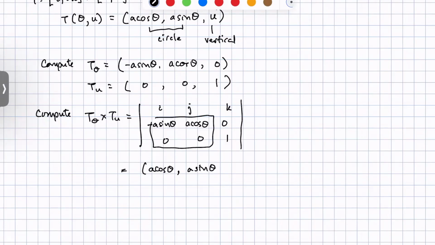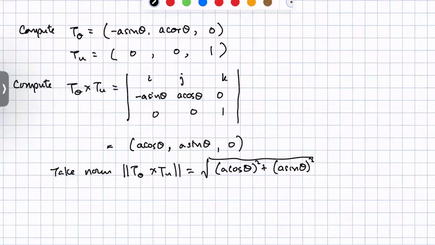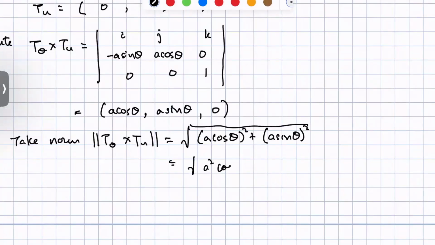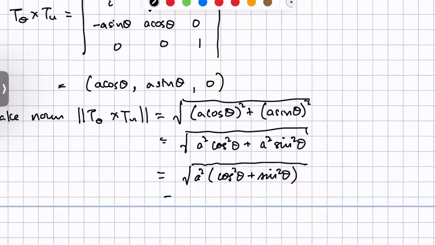And the K coordinate involves that minor, and the determinant of that is 0. And now we take the norm, which is the norm of T theta cross Tu, the square root, and then I'm going to square each of these terms. I don't have to square the 0. And so we see we get a squared cosine squared theta plus a squared sine squared theta, right? And I could factor out an a squared times cosine squared theta plus sine squared theta. Well, cosine squared theta plus sine squared theta is 1, so eventually you'll just get a.